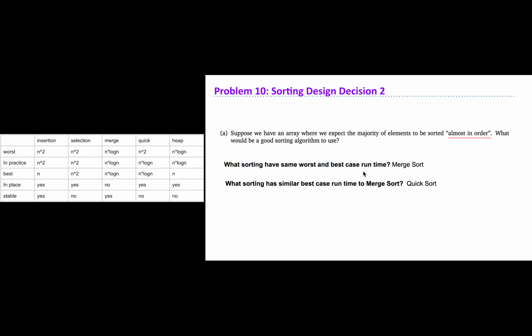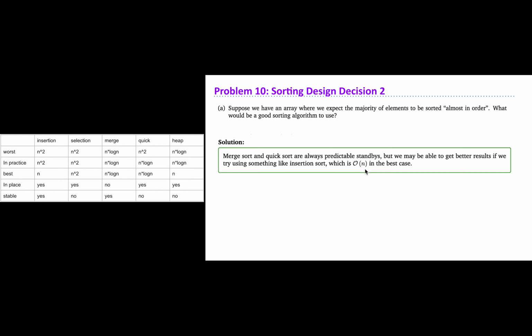But yeah, maybe you could make an argument for another sort, since these have good best case, worst case runtimes. But I think in this case the best answer would be insertion sort, because you're using all of the information that we give you in the problem. We have merge sort and quick sort as predictable standbys, but insertion sort would give us O of n in the best case.